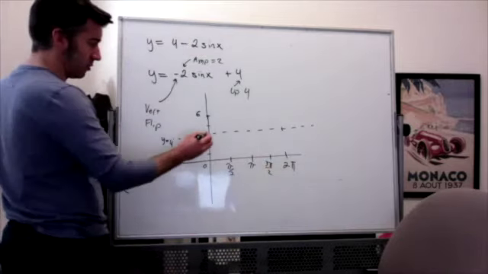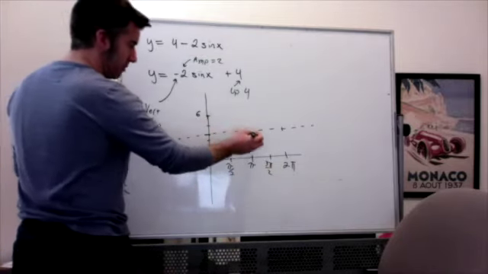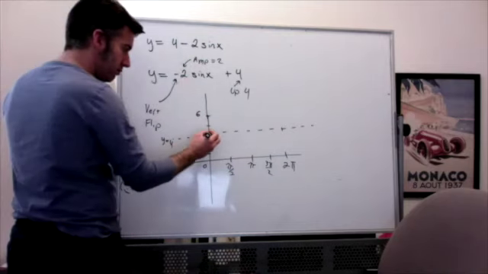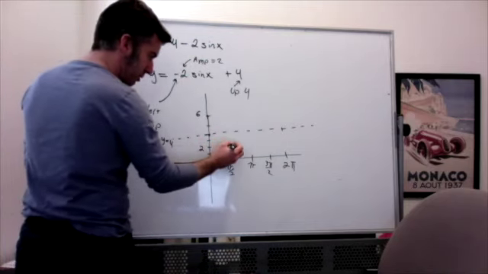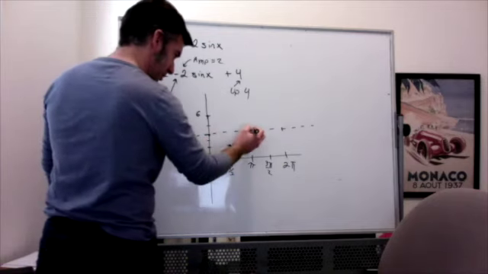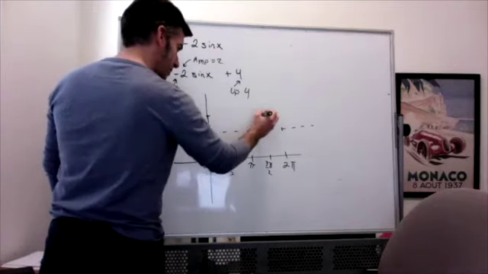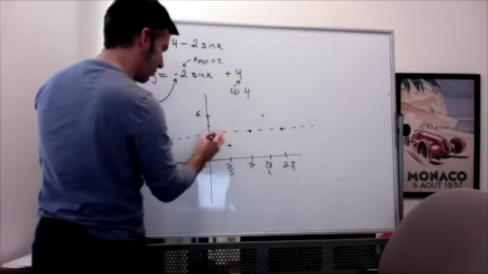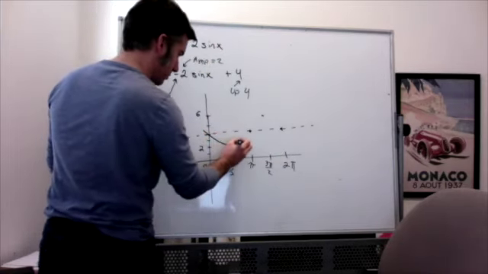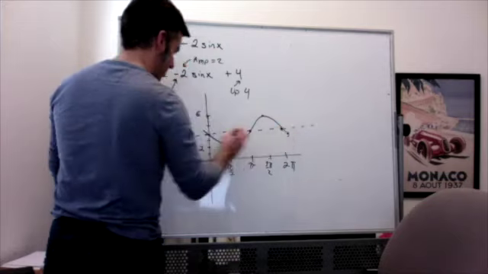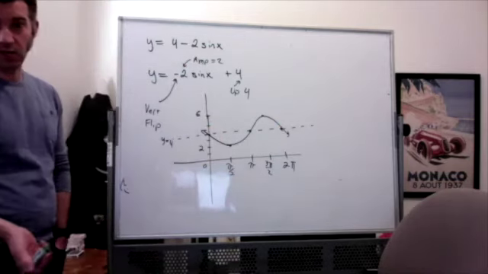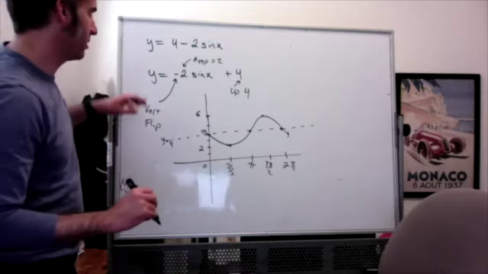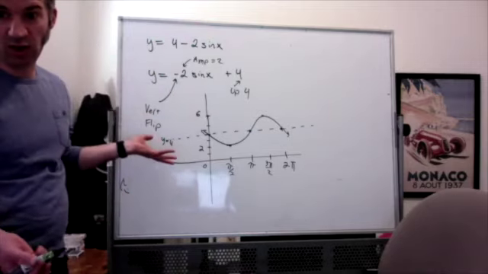So usually sine would go middle, top, middle, bottom, middle. But since it's flipped over, it's going to go middle, bottom, middle, top, middle. So the sine function would look like this. That's how you graph something like that. But the real trick here is to recognize that it's just written in an atypical way.